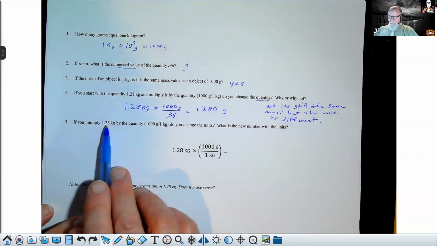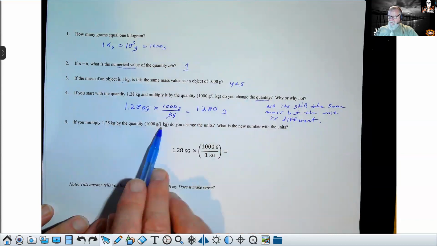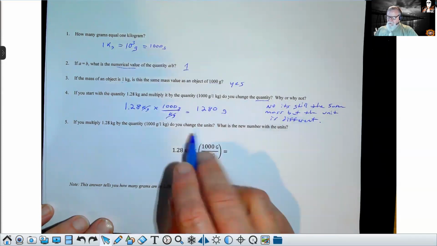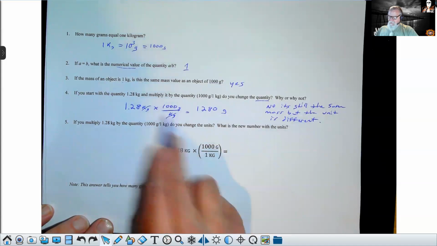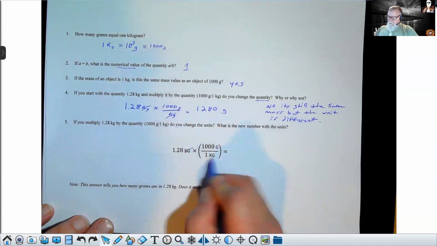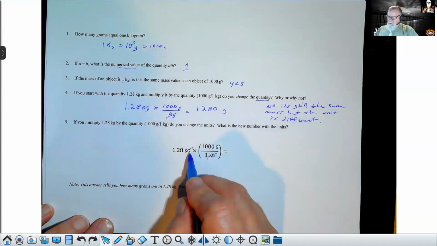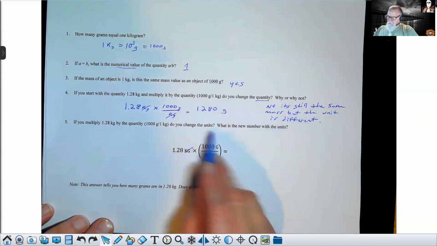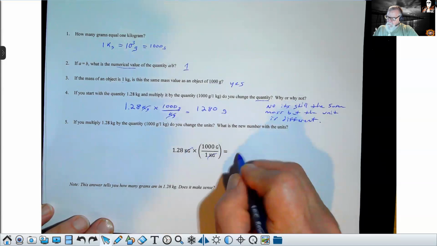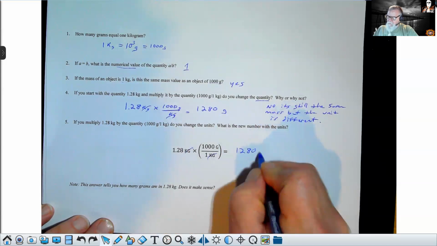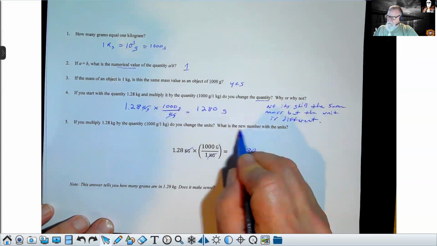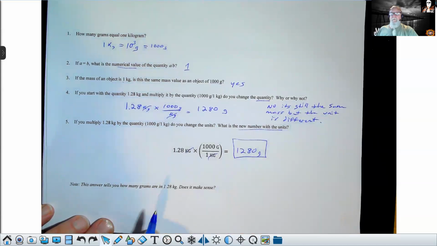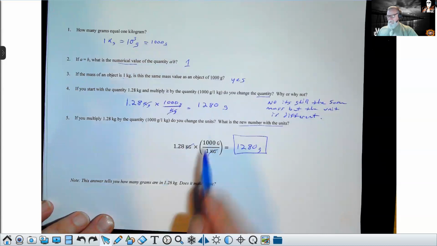If you multiply 1.28 kilograms by the quantity 1,000 over, this is here. I did it already. Do you change the units? Yes, we do, because as I said, the kilograms are going to change. That should be a small g, and this should be a small g. So the units change, yes. So 1,280 grams. The new number with the units is going to be this. Okay. The units do change. We cancel that out.